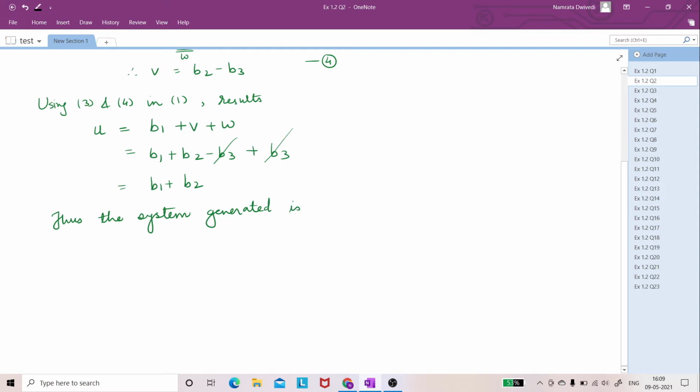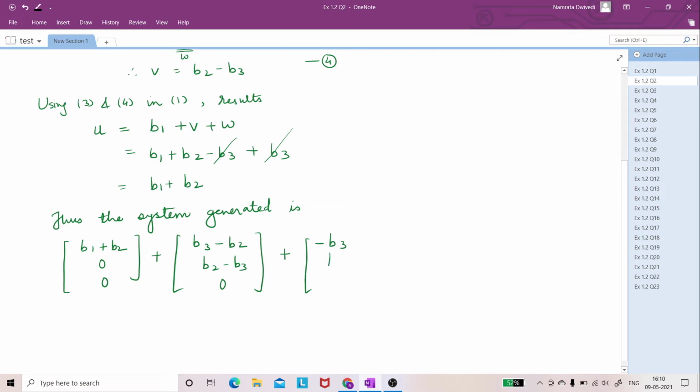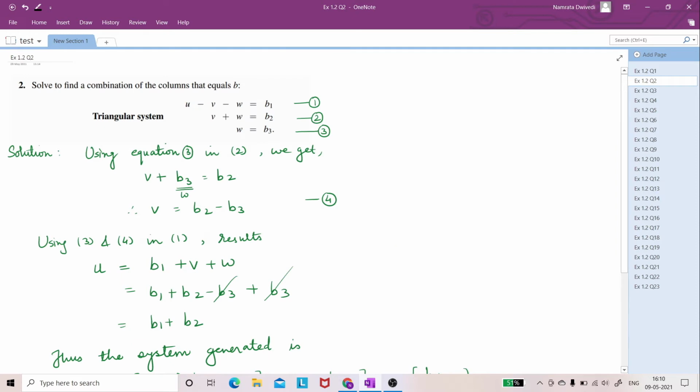Yes, what do we write? Yes, we write it as u, right? We are going to write it in terms of u plus v plus w. Yes, so it's b1 plus b2 and nothing downside, plus b3 minus b2, b2 minus b3, 0, plus minus b3, b3 and b3. Yes, so this is equal to b1, b2, b3 enclosed as a system. Yes, so this is the solution of question number 2.